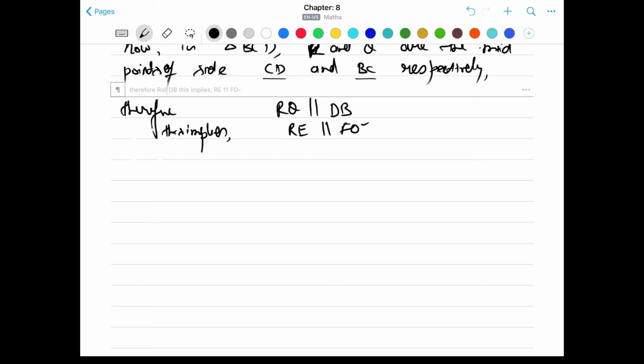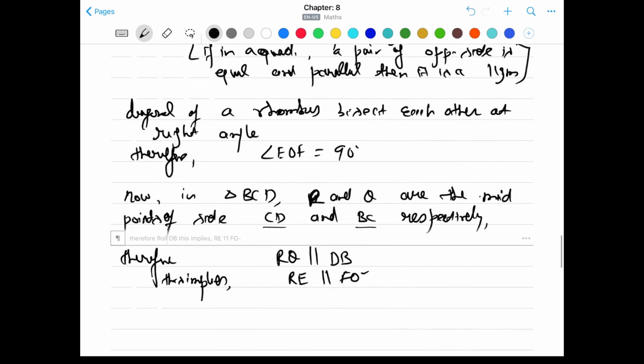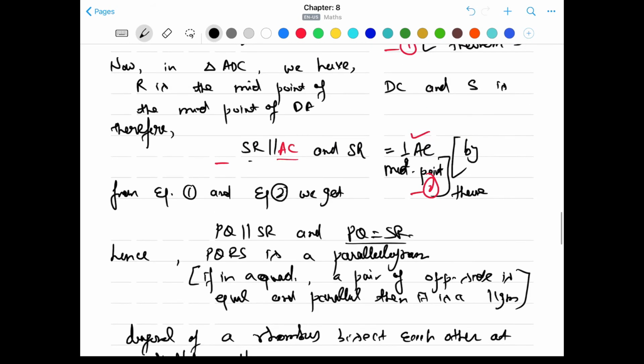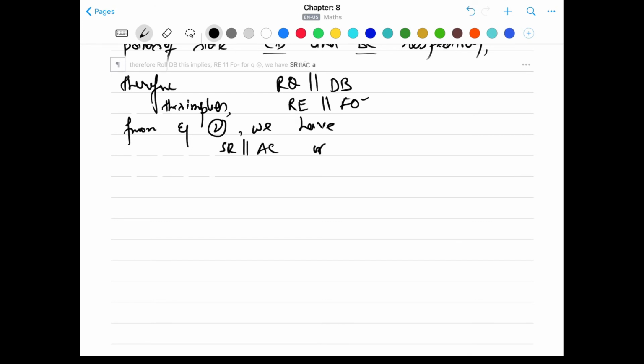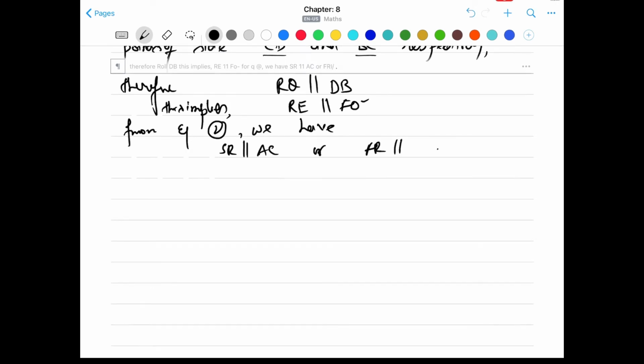Okay, so we already have in equation 2 that SR and AC are parallel. So from equation 2 we have that SR is parallel to AC, or we can write this as FR is parallel to AC.